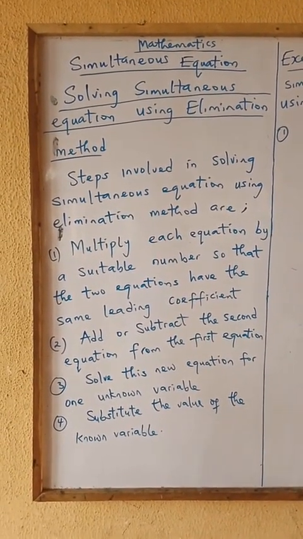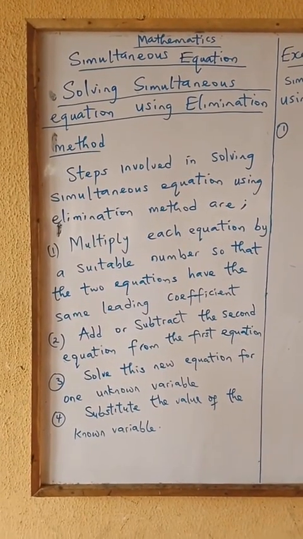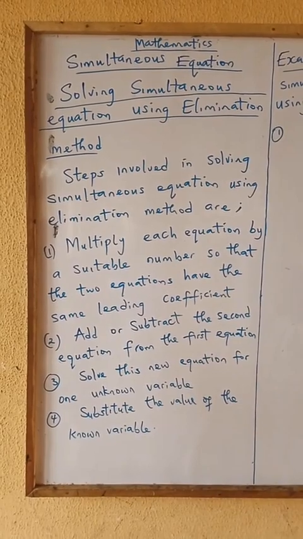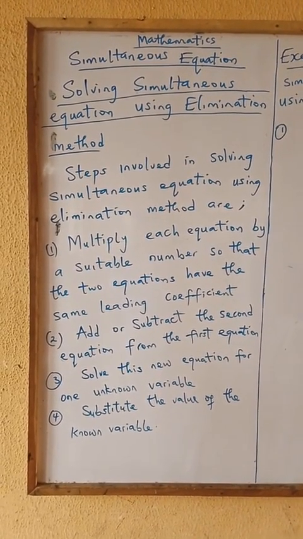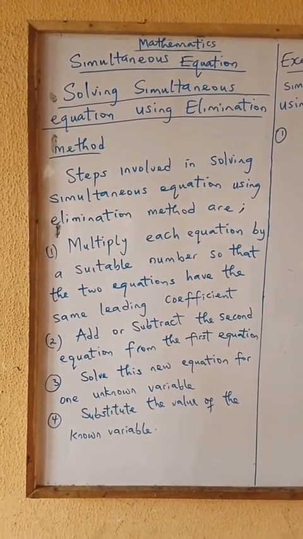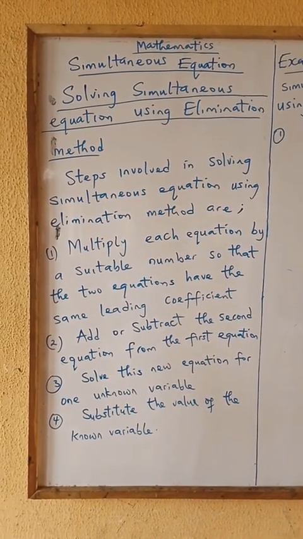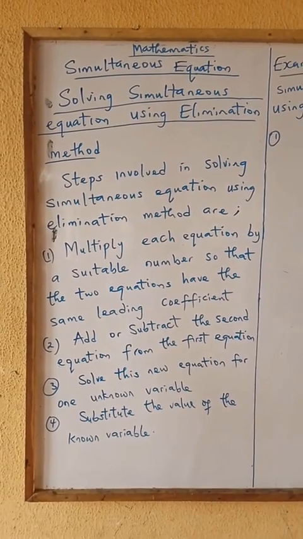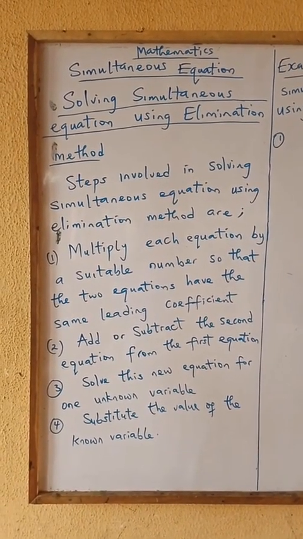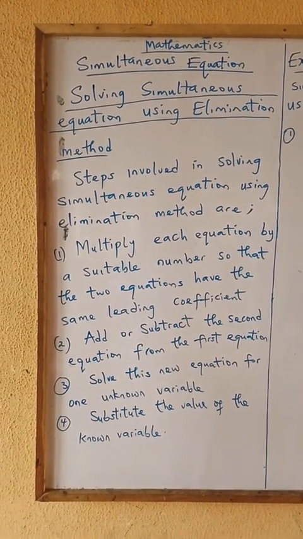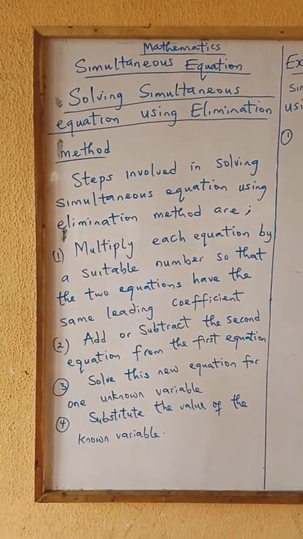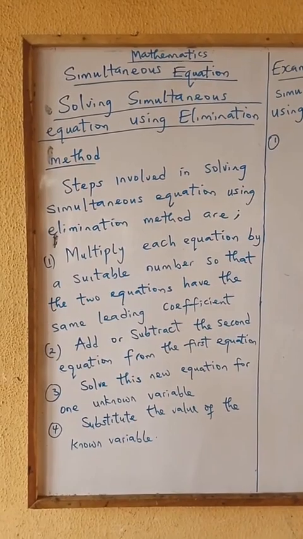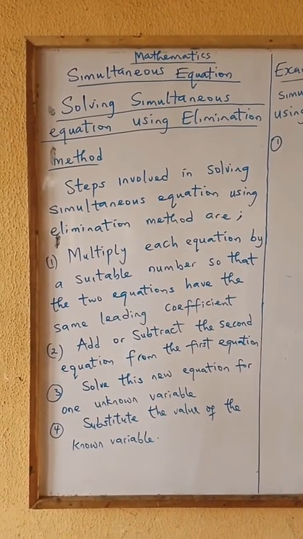Today we want to do simultaneous equations. You need to know the meaning of simultaneous equations. A simultaneous equation is a set of two or more equations, each containing two or more unknown variables. That means the unknown variables might be two, or they can be more than two. They are called simultaneous equations because they must be solved at the same time.